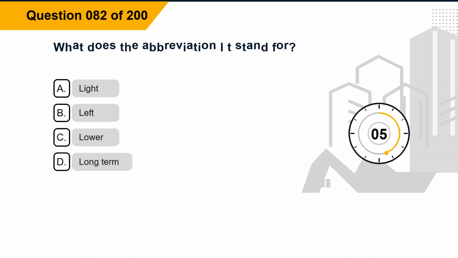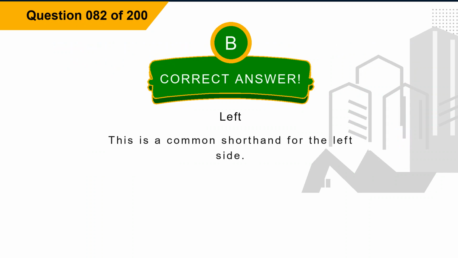Option A, light. Option B, left. Option C, lower. Option D, long term. The correct answer is option B, left. Explanation. This is a common shorthand for the left side.